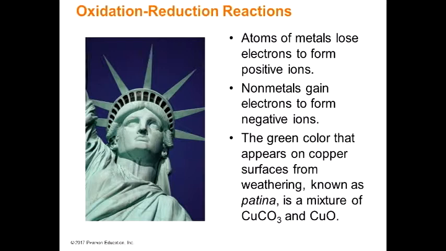The green color that appears on copper surfaces when weathering, known as patina, is a mixture of copper carbonate and copper oxide. Okay, this is copper carbonate, right? Because it is a transition metal, right? And you actually should, by nature, tell which charge it has. Which charge does it have? 2. Does everyone follow? Copper 2.